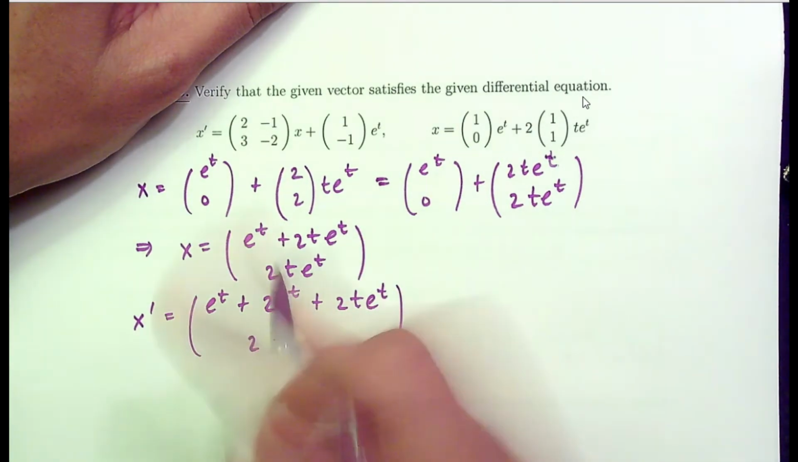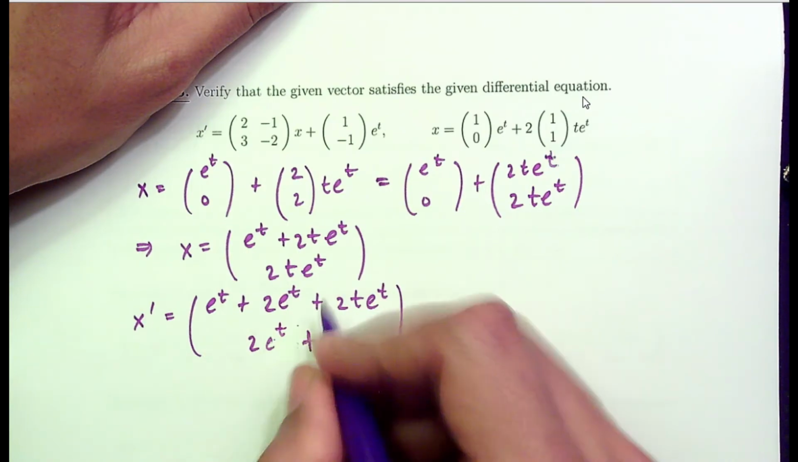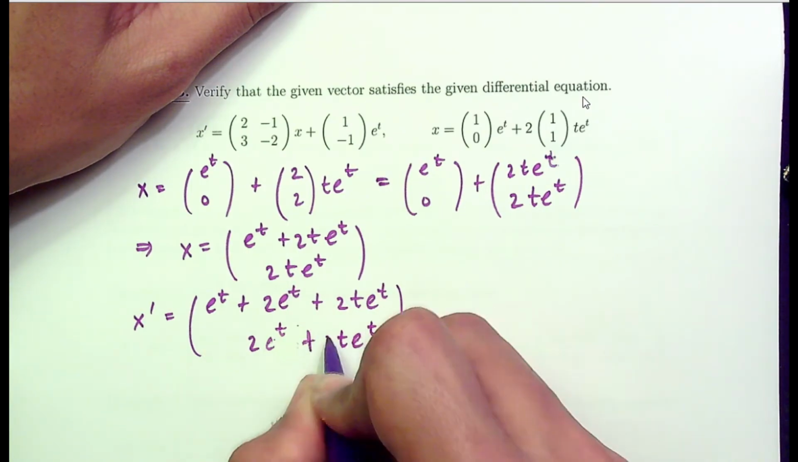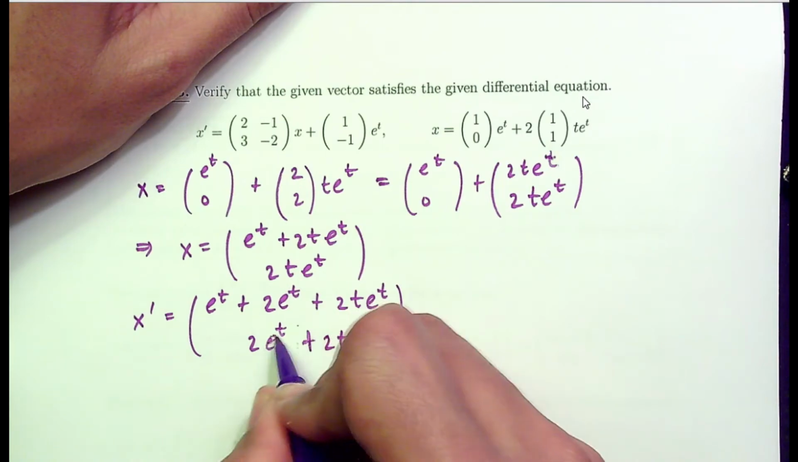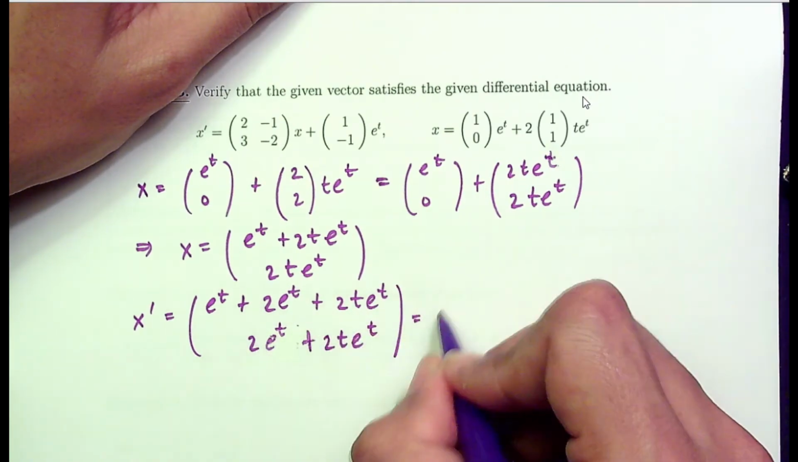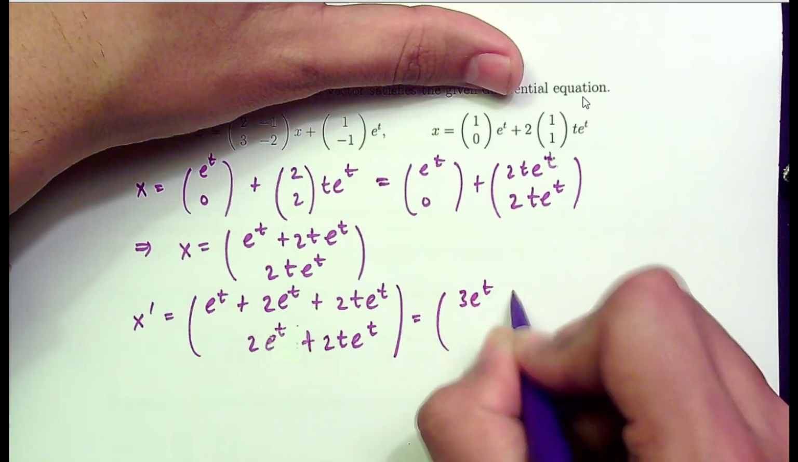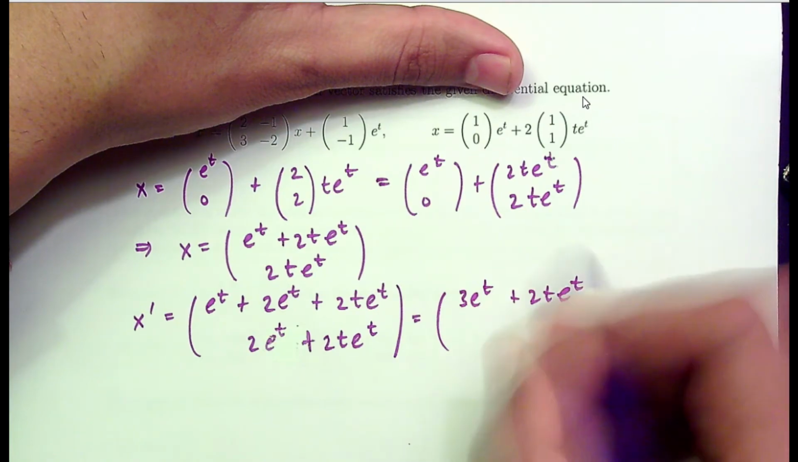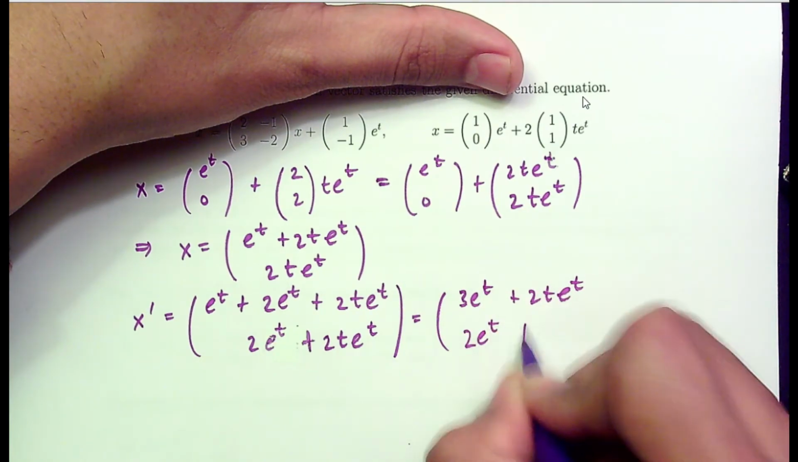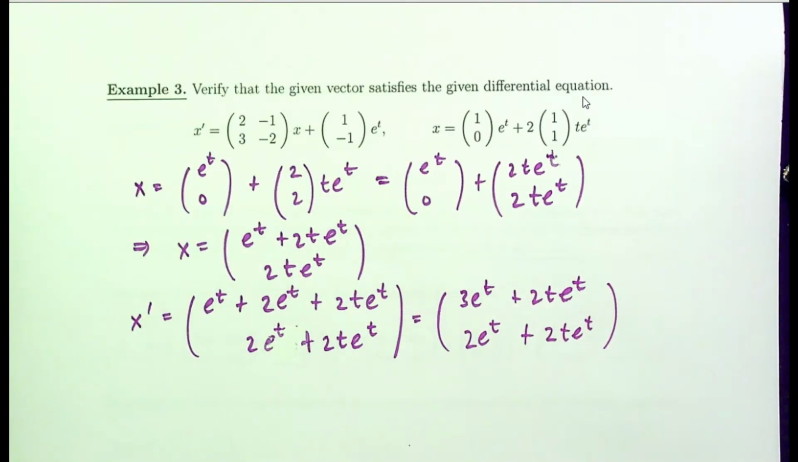So 2 e to the t plus 2t e to the t. And we can do just a slight simplification here by adding these two that are like terms. These will be 3 e to the t plus 2t e to the t, 2 e to the t plus 2t e to the t. Okay, so that is x prime, and now let's compare.